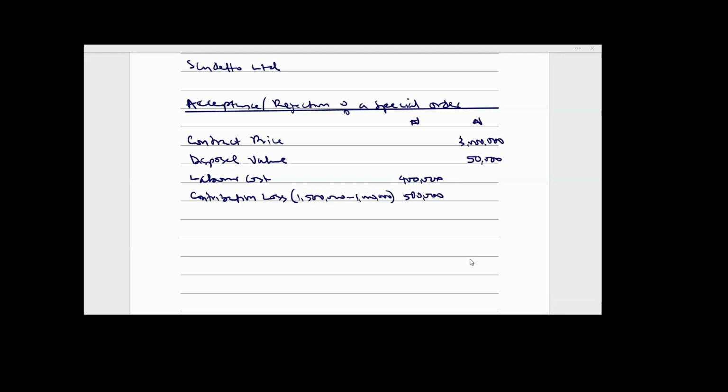research and development staff. It has been concluded that when the work on this contract is completed, the research and development department will be shut down. The R&D staff costs for the year includes wages of 600,000 naira and redundancy. Okay, let's treat the wages first. R&D staff costs for the year includes wages of 600,000 naira. That 600,000 naira, is it relevant or irrelevant?